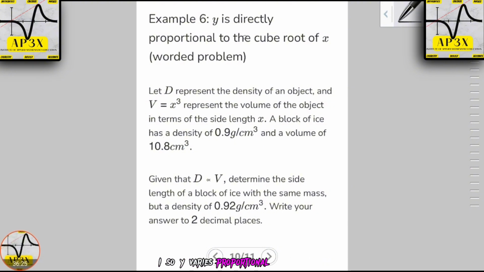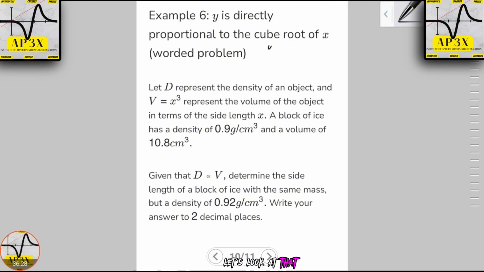Alright, so y varies proportional to the cube root of x. Let's look at that. Y is directly proportional, so that's k directly multiplied, by the cube root of x. So we looked at questions earlier with cube root. Let's look at what they're asking us to do here. Let D represent the density of the object and V equals x cubed represent the volume of the object in terms of the side length x.